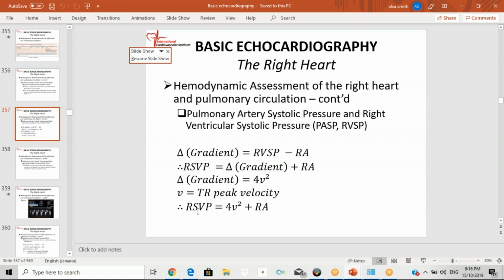So you can calculate the right ventricular systolic pressure. Again, if there is no obstruction at the right ventricular outflow tract, or there's no pulmonic stenosis, then the right ventricular systolic pressure is equal to the pulmonary artery systolic pressure.